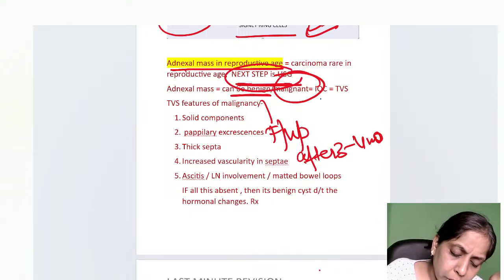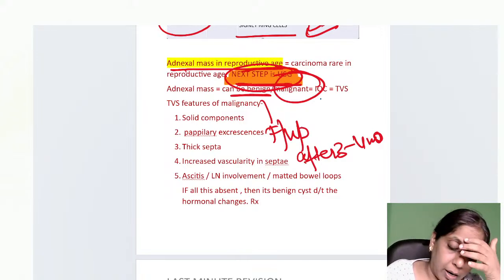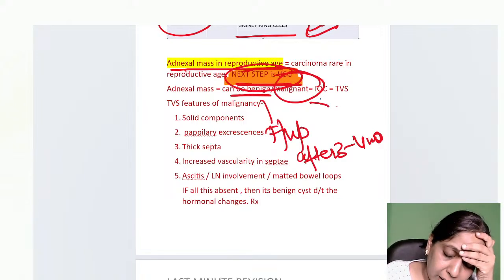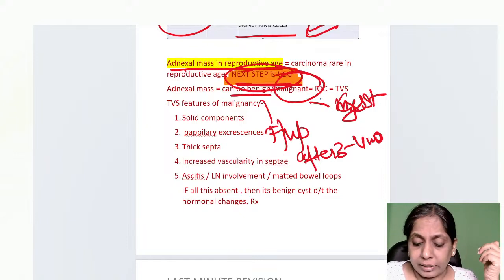So whenever you get an adnexal mass in the reproductive stage, your next step will be the ultrasound. And if the ultrasound says it is malignant, you are going to do the cystectomy.